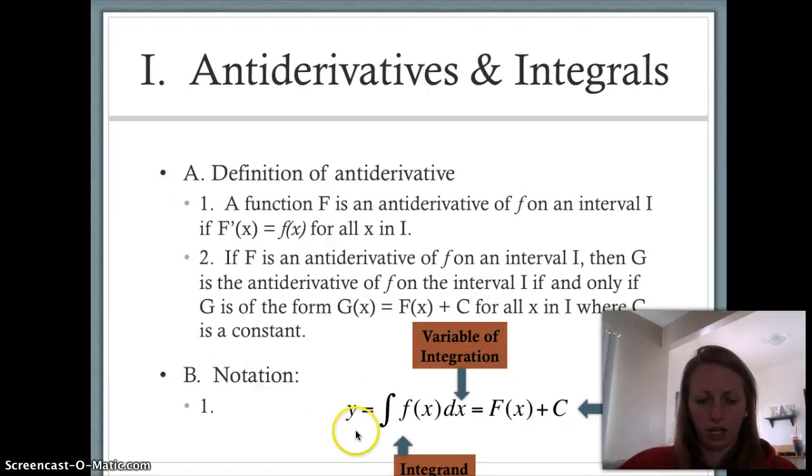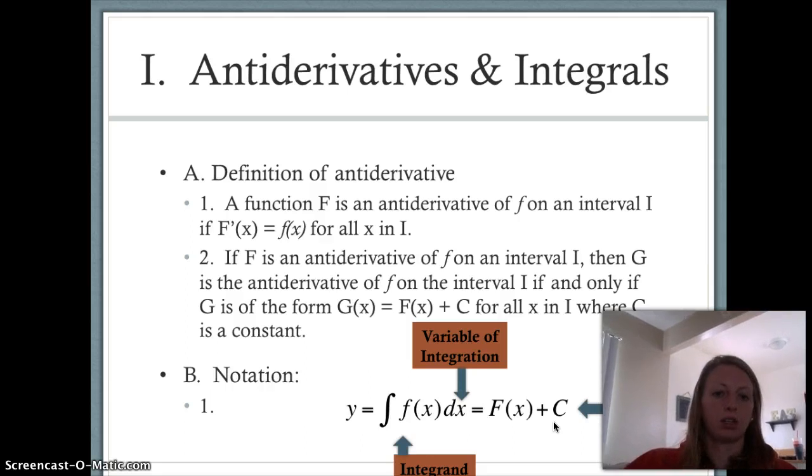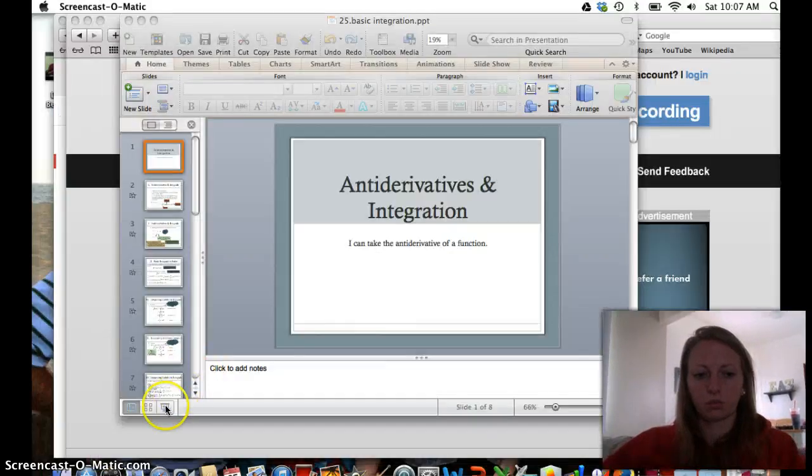The constant of integration is right here. That just means you have to account for that there could be a constant. Think about it: we are doing the opposite of differentiating. If you took the derivative of y equals 2x plus 4, the derivative of that is 2. So we have to account for that constant going back the other way.